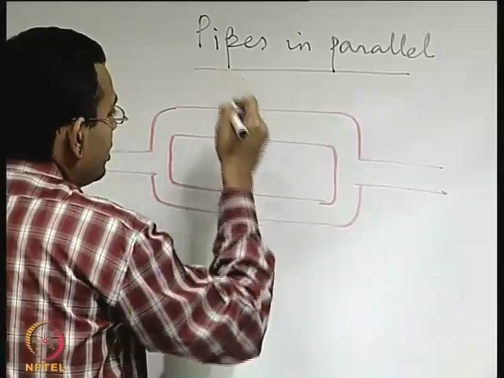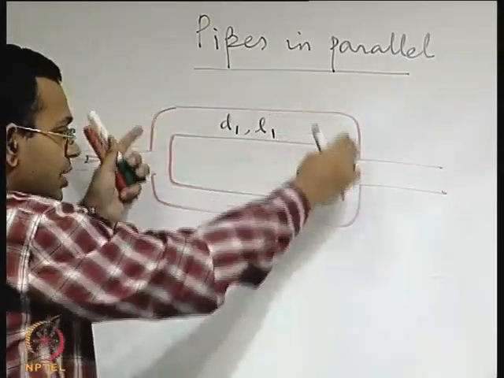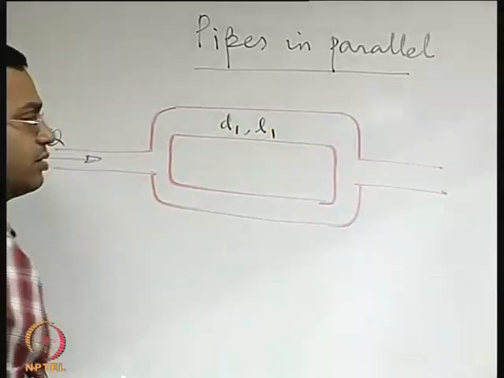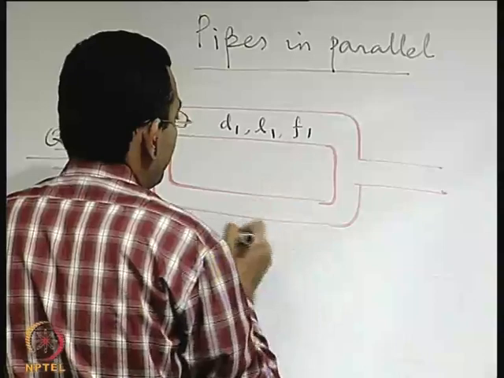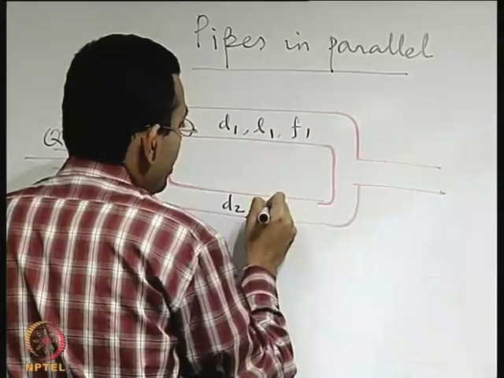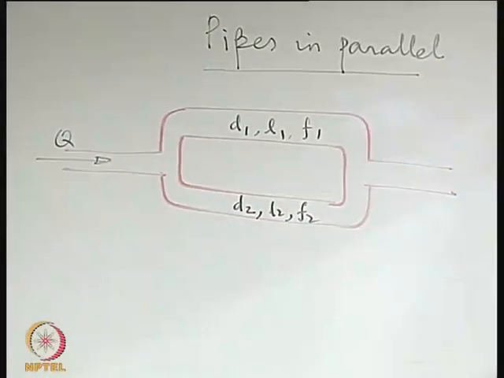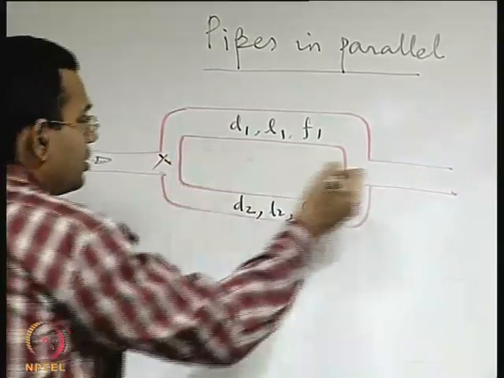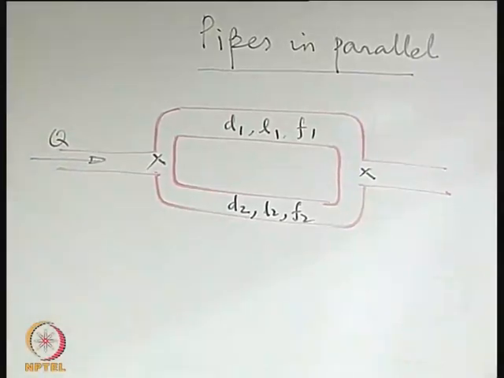The first has diameter D1, length L1. Length L1 means not just the straight portion but also the curved portion, all taken together, and friction factor F1. The second pipe has D2, L2, friction factor F2. Both pipes are connected across these two points which are shown as crosses.